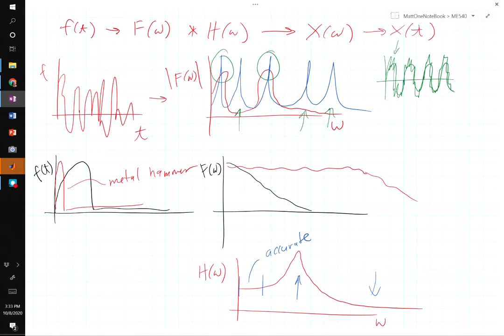Okay, so I'll encourage you to start thinking about things this way. If I have time, I'll post another example where you can kind of really see this with sound reproduction.